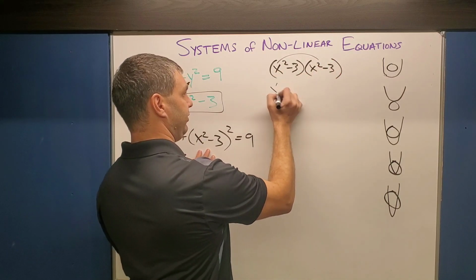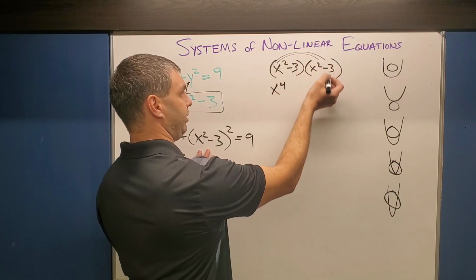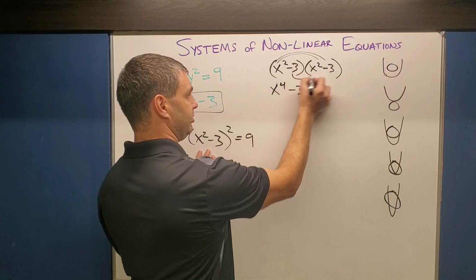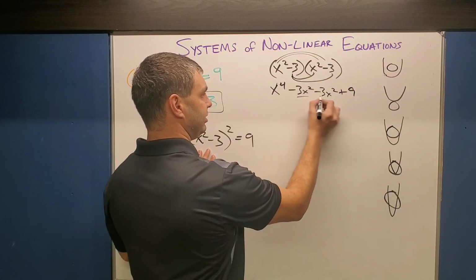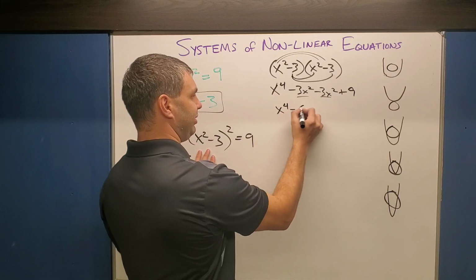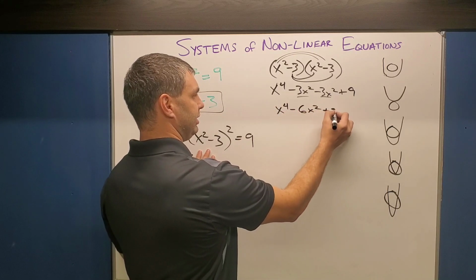So first we have x to the 4th. Outer is going to be negative 3x squared. Inner is negative 3x squared. And last is plus 9. The 2 in the middle can combine to be x to the 4th minus 6x squared plus 9.